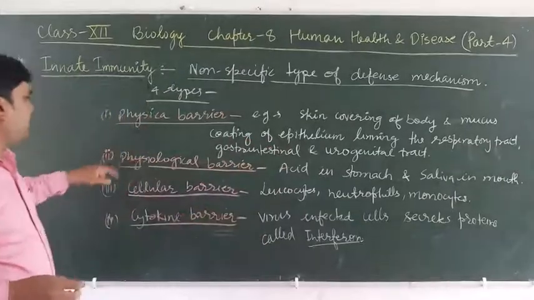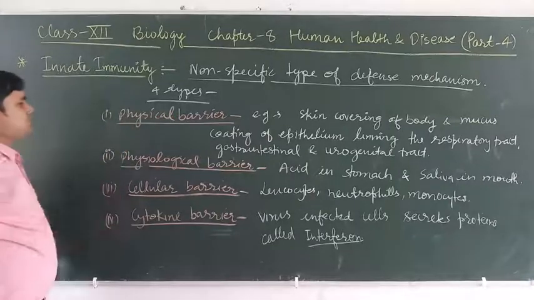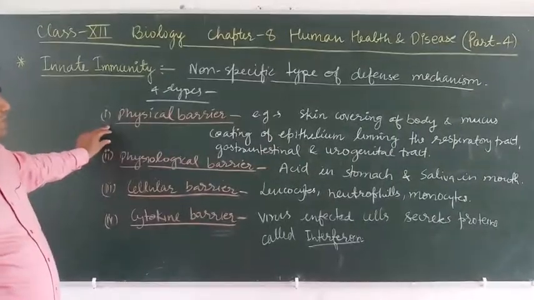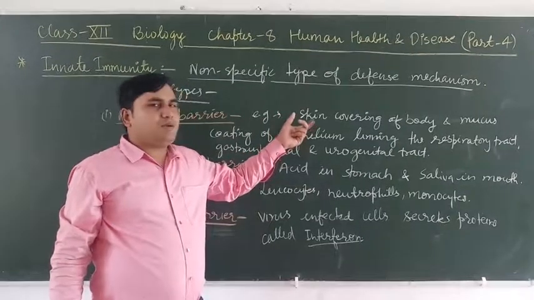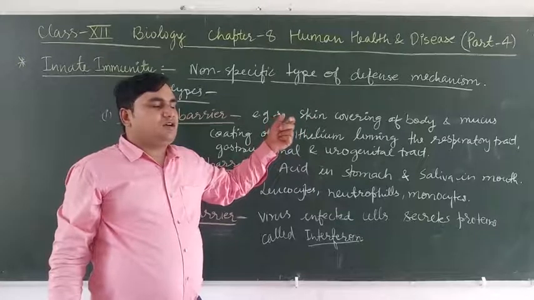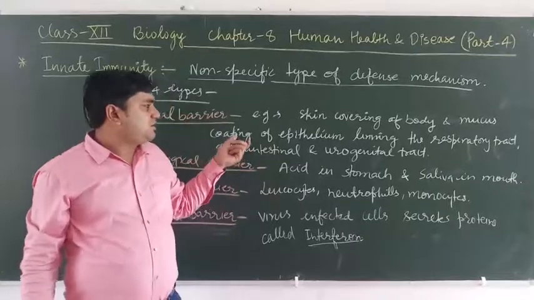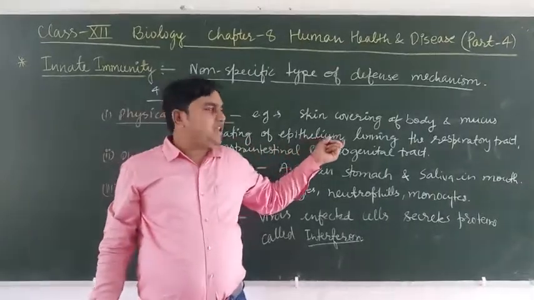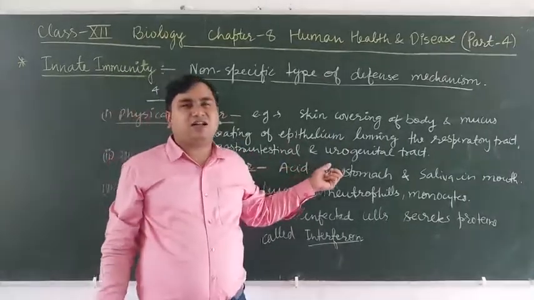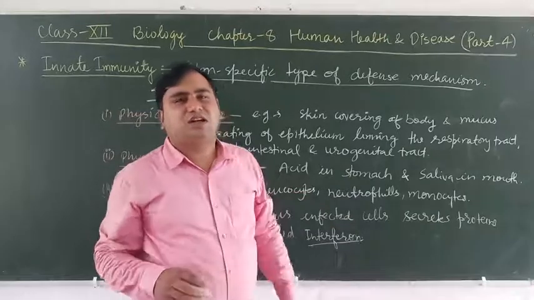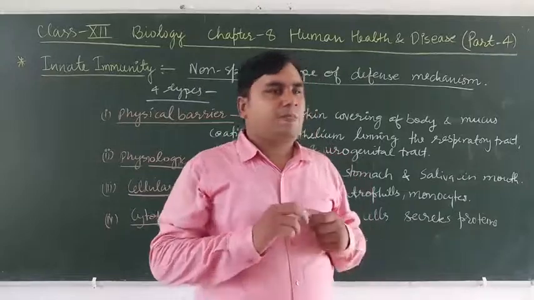First one is the physical barrier. As the name says, physical support. This one is the physical barrier. They support the body of the organism physically. For example, the skin of the human body that covers the body of human beings, and some mucus secreted as a coating on the epithelial lining of the respiratory tract, gastrointestinal tract, urogenital tract that protects against the entering of microbes into the body of the organism.